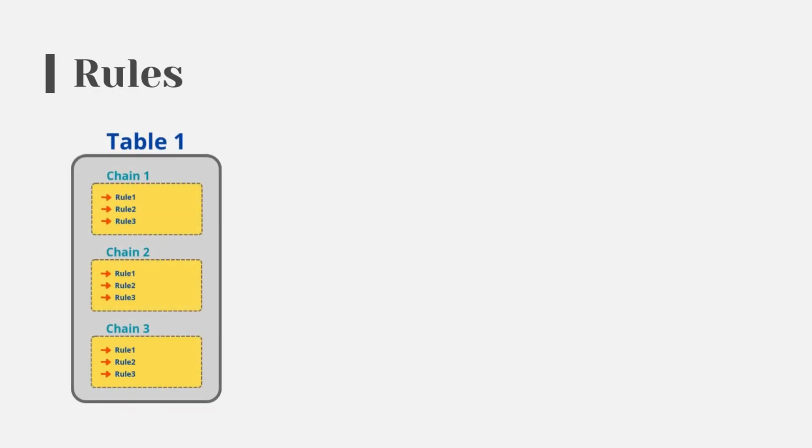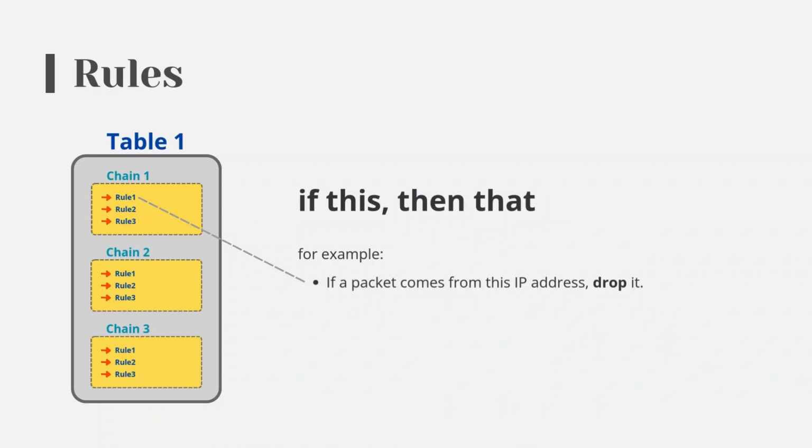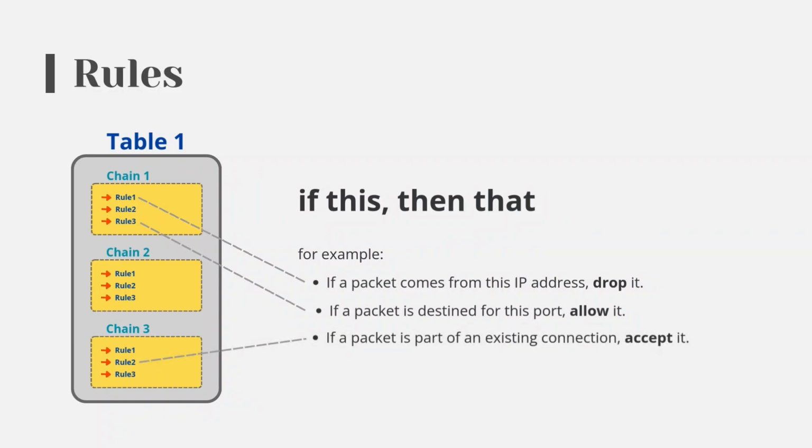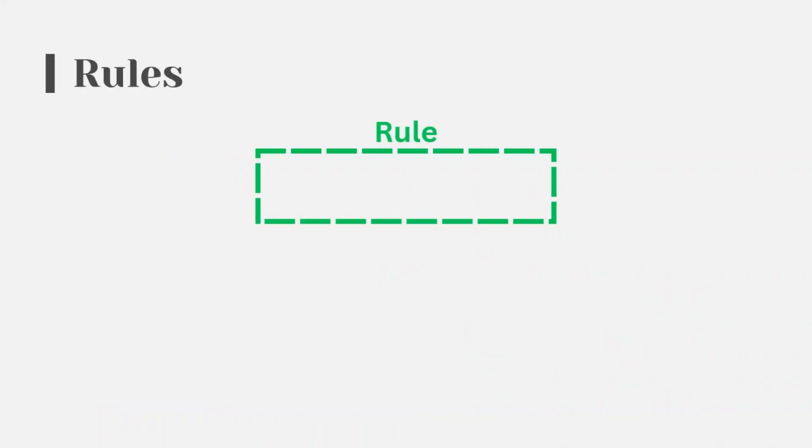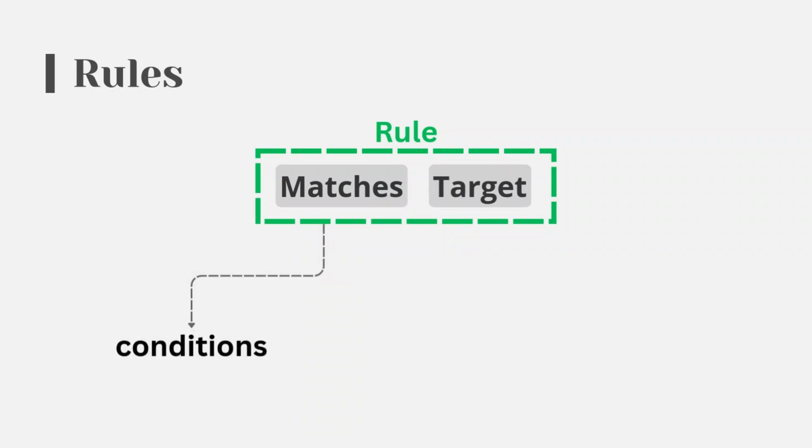And finally, inside each chain, you have rules. Rules are where the real action happens. Each rule is like a simple if-this-then-that decision. For example, if a packet comes from this IP address, drop it. If a packet is destined for this port, allow it. If a packet is part of an existing connection, accept it. Every iptables rule has two main parts: a set of matches and a target. The matches are the conditions that decide whether the rule applies to a packet, and the target is what action to take if the matches are satisfied.